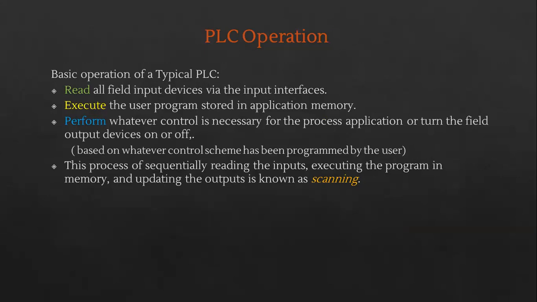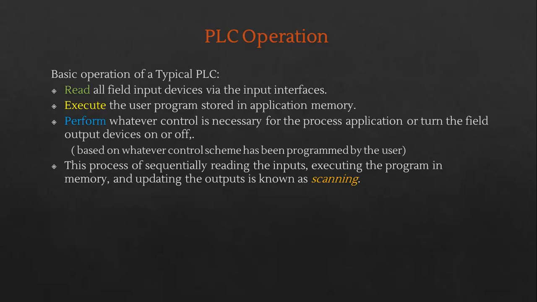Read all field input devices via the input interfaces. We have discussed that the input interfaces will convert those signals to be compatible with the CPU of the PLC, so we are able to read the field input devices. That's the first thing it does. Then it executes the user program stored in application memory. Once we have read the inputs, you execute the user program, which requires the input values that you have just read. Those are given to the program, and then the program will tell you what to do.